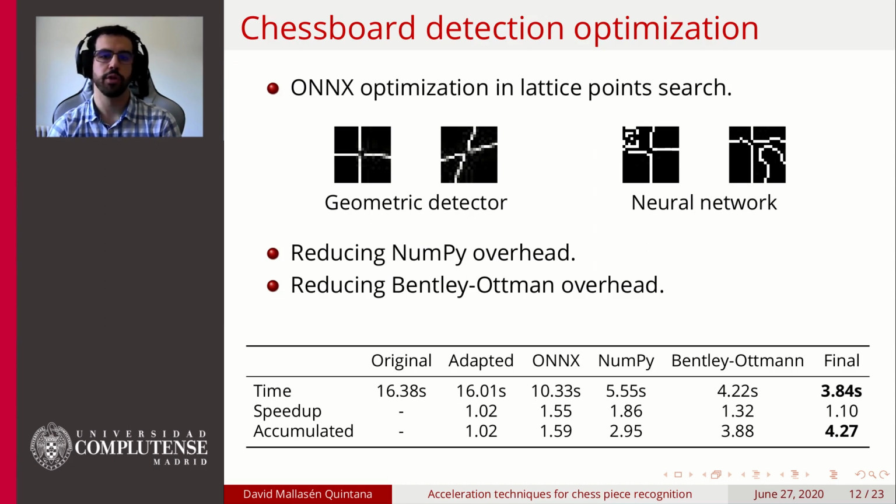Secondly, we have reduced the overhead caused by some calls to the NumPy library in two-dimension calculations. An efficient way of computing the intersections of a large set of lines is the Bentley-Ottmann algorithm. However, in situations in which there are few lines, it is actually faster to brute force the search. Finally, we have applied a series of minor optimizations to the whole detection process, achieving the results shown in the slide.